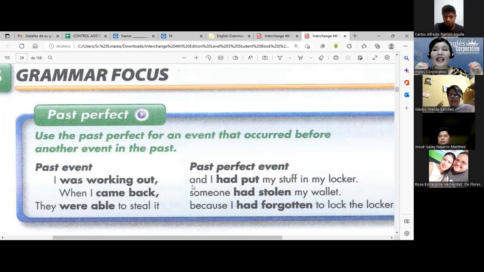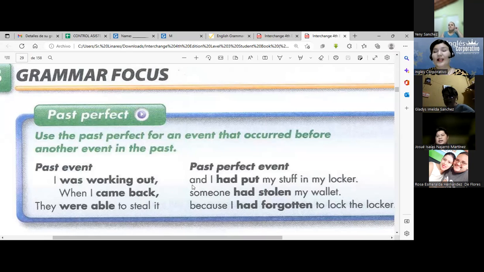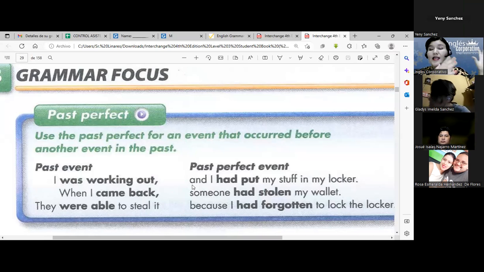What will be the meaning of dejé mis cosas en el casillero? It's like I left my stuff. I had put, puse mis cosas en el. Close. Había puesto, había puesto o había dejado. In this case, the had is the había. Yo había hecho, yo había dejado, yo había visto, right? And it says I was working out, that is past. Estaba ejercitándome, I was working out, because this is past continuous. Aquí tenemos el past continuous. I was working out, eso estaba sucediendo, and I had put my stuff in my locker, y había puesto mis cosas en el locker.